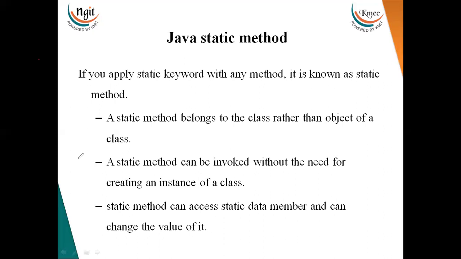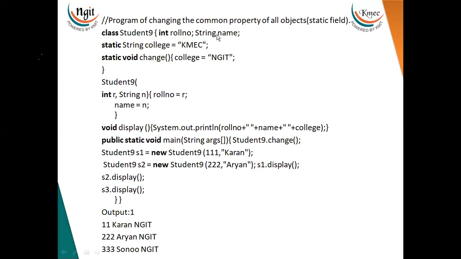Static methods can access the static data member, and it can be changed. We can change the value of the data member. That can be done in the static method. Now, this is an example program for the static method. Here, if you see, I'm declaring a change method as static, and I have a static variable. There, I'm taking the college name as KMEC. Within the change method, I'm taking the college name as NGIT. Initially, the college is a variable which is holding KMEC. That is the static variable. Within the static method, I'm changing this KMEC to NGIT, right? This can be done in the static method.